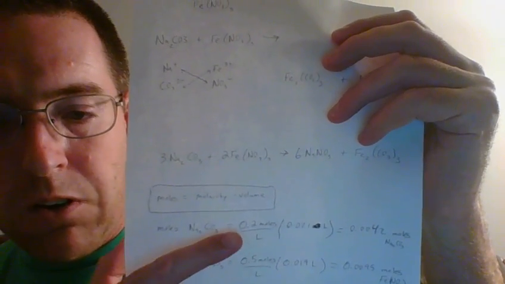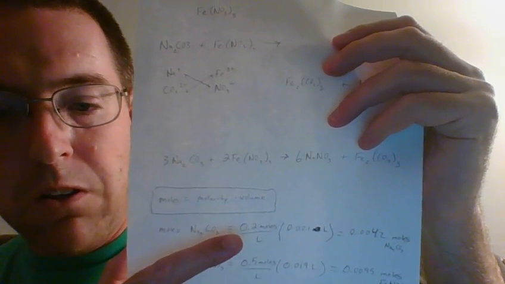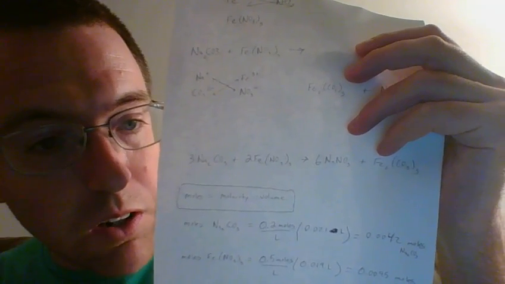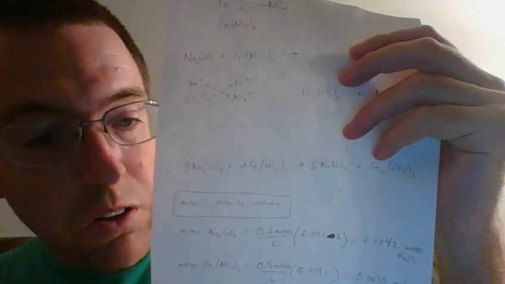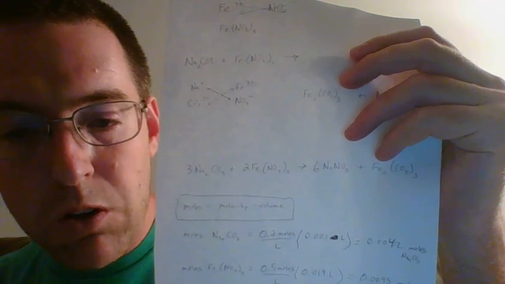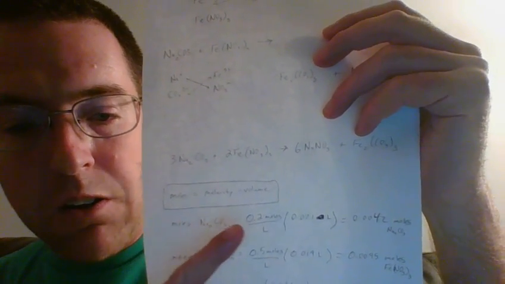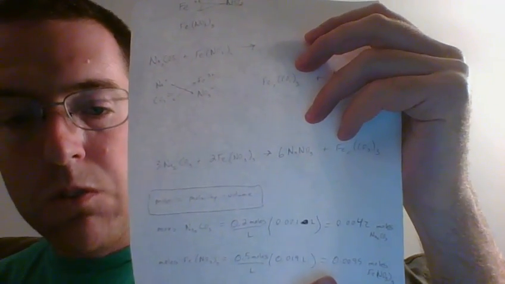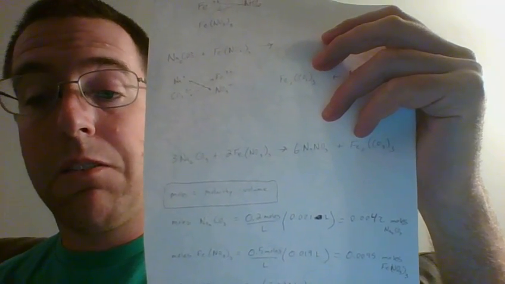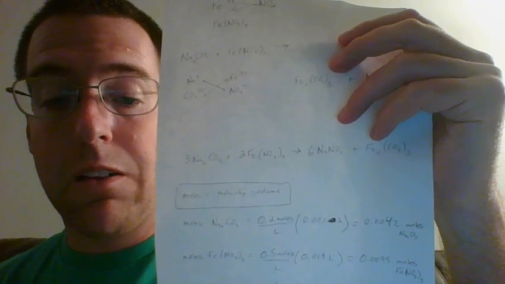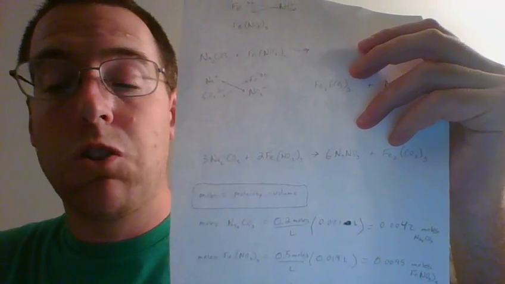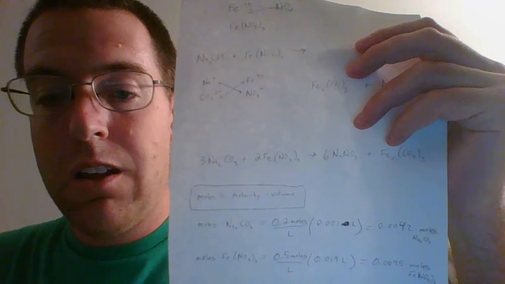And so I've already converted things like milliliters, what were the units you're given? Yeah, milliliters to liters, and I changed millimolar to molar for us. And you end up with these moles of the two compounds. All right, now, if you remember, now that we know how many moles of each of the two compounds we have, we can figure out which one's the limiting reagent.